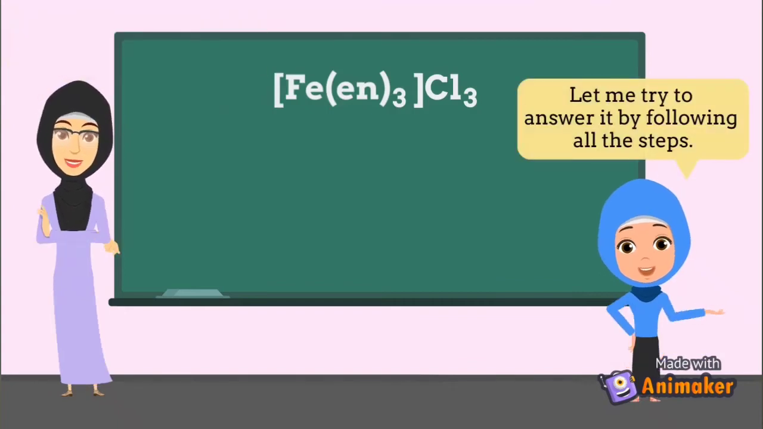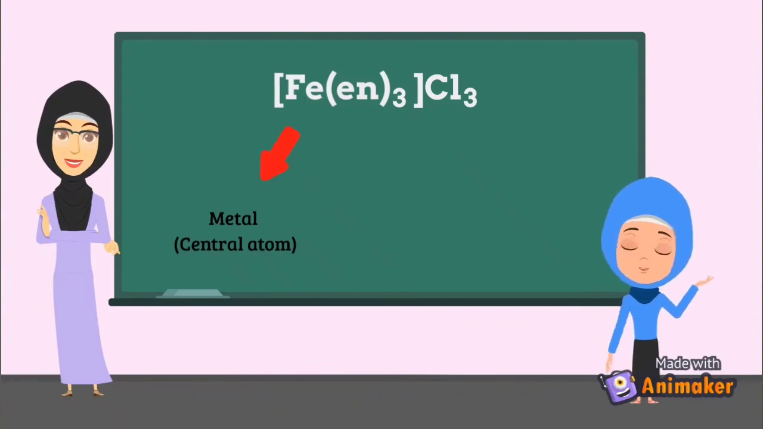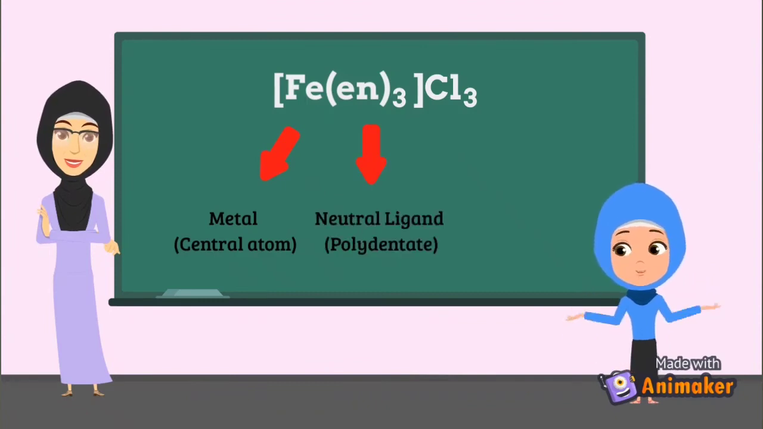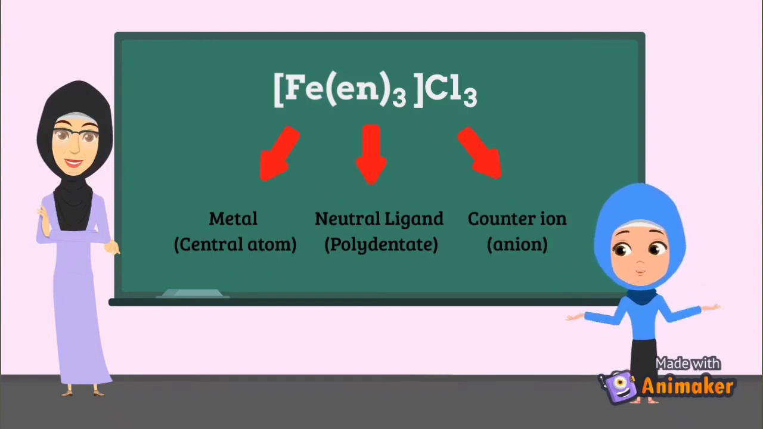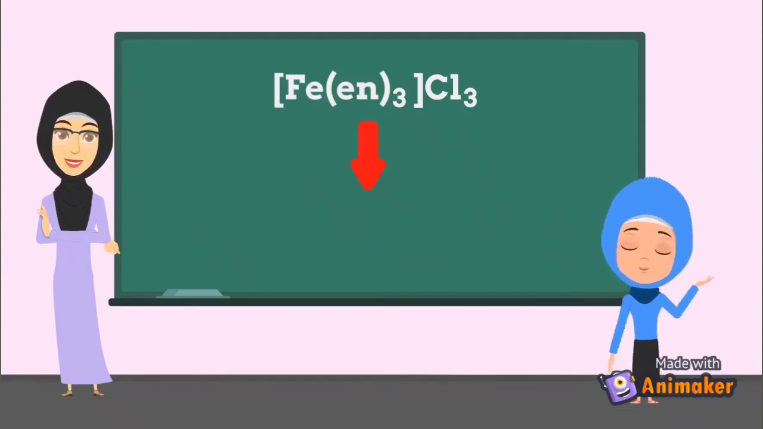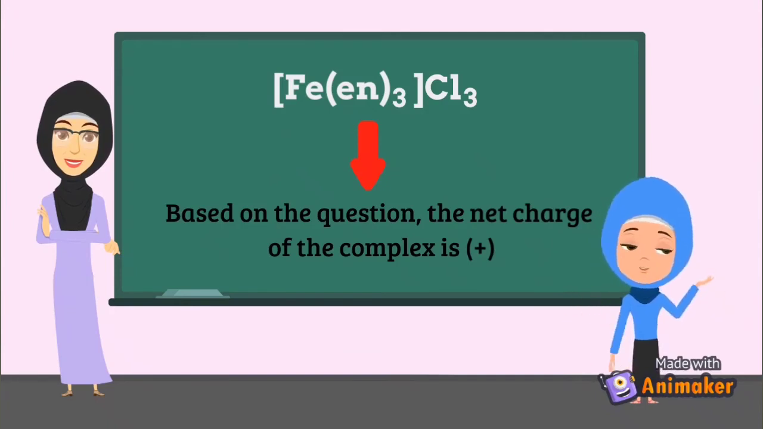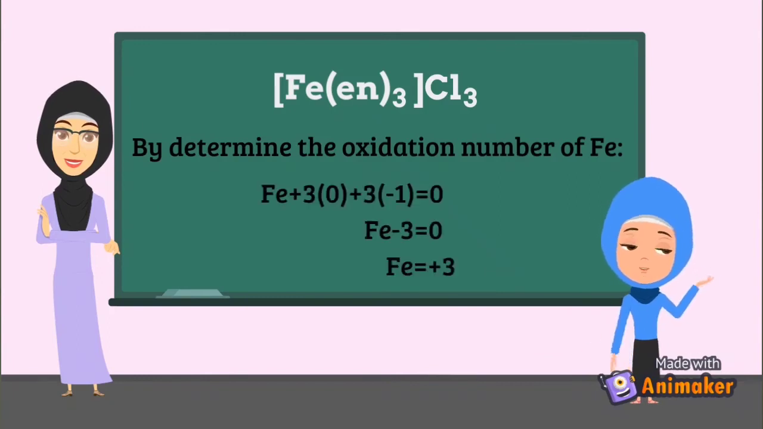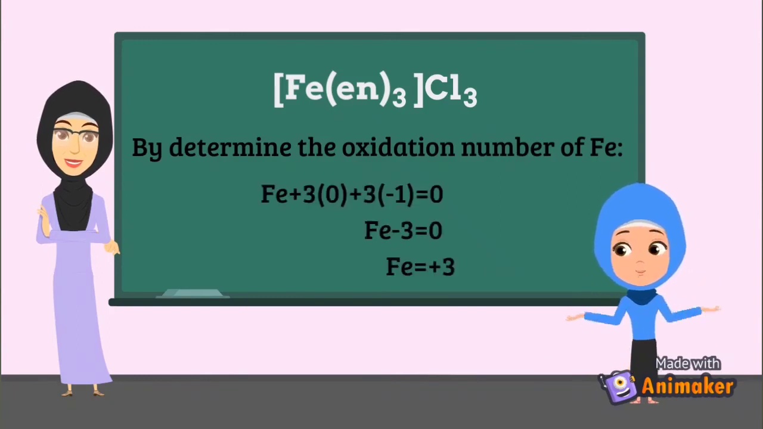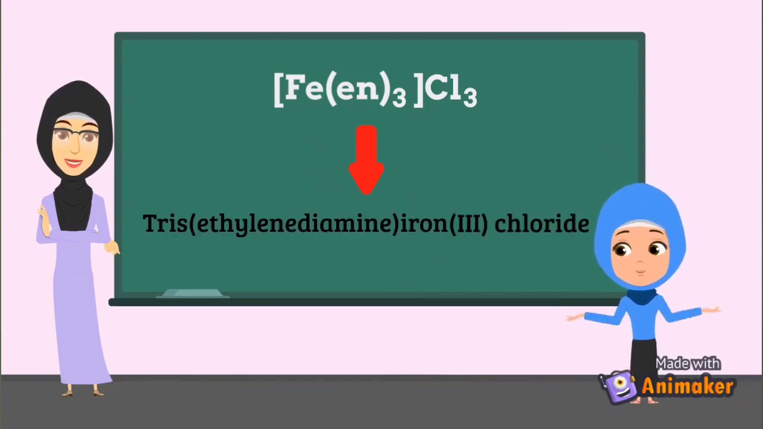Let me try to answer it by following all the steps. Iron is the central atom. Ethylene diamine is a polydentate, and the counterion is an anion. Based on the question, the net charge of the complex ion itself is positive. Next is determining the oxidation number of iron, which calculates to positive 3. So the name of this coordination compound is tris-ethylene diamine iron 3 chloride.